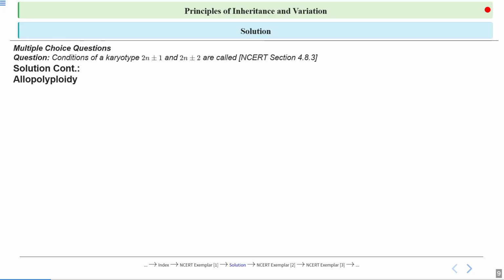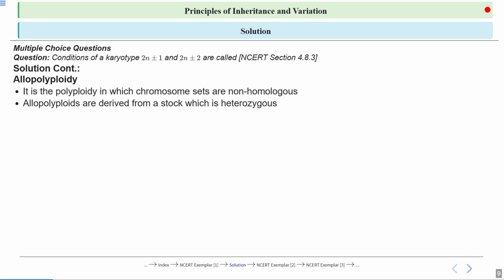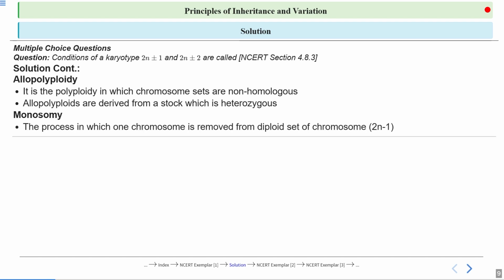What is allopolyploidy? There was one option, allopolyploidy. It is the polyploidy in which chromosome sets are non-homologous. Allo means other. Allopolyploidy is derived from a stock which is heterozygous. Then there was one term, monosomy. What is monosomy? The process in which one chromosome is removed from the diploid set of chromosomes. So when there is a loss of only one chromosome, this is known as monosomy.